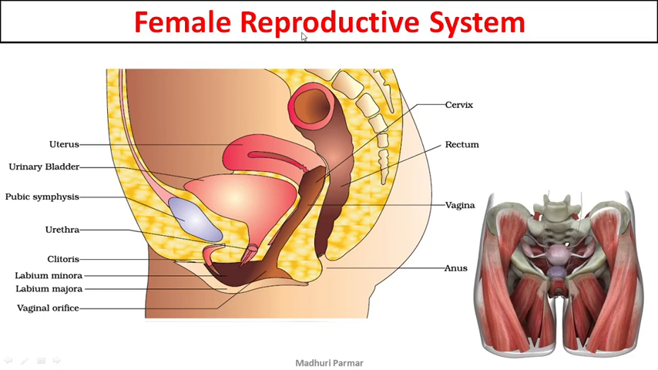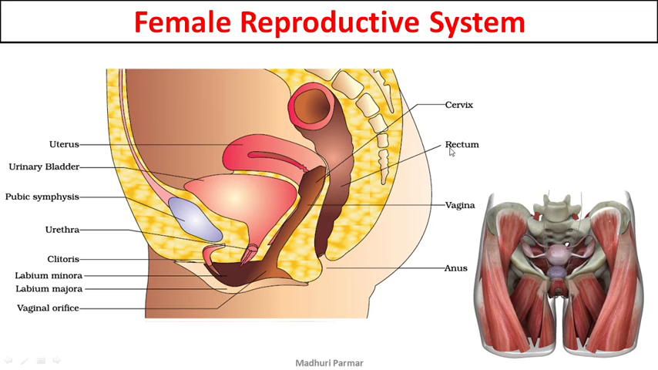Starting from the back, this here is the back region, and the rounded portion shown is actually the buttock. So starting from the back, you can see the tailbone. In front of the tailbone or the vertebral column, you have the digestive system, the end portion of the digestive system, which is the rectum.